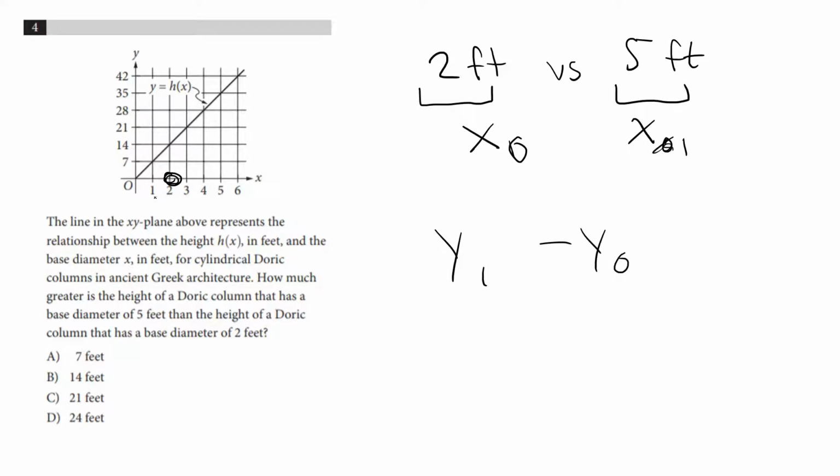when the diameter is 2 feet. So that corresponds to the height of 14 feet. And when the diameter is 5 feet, that corresponds with a height of 35 feet. So we just subtract 35 minus 14 is 21. You can see that's C, 21 feet.